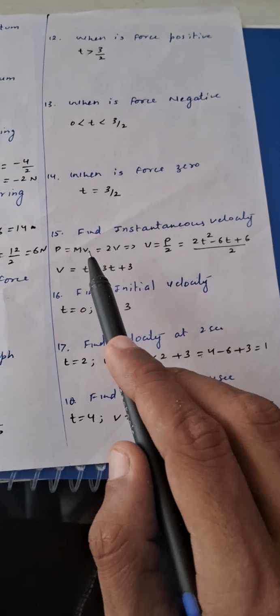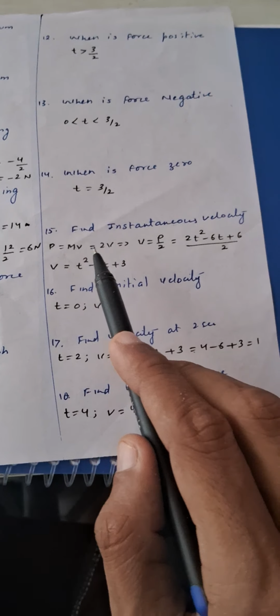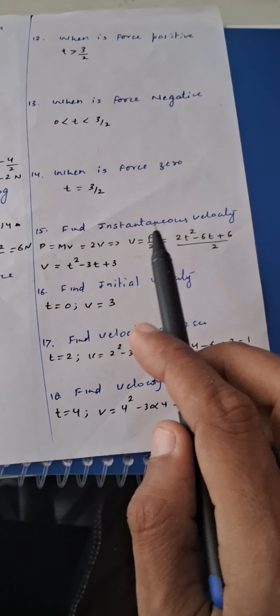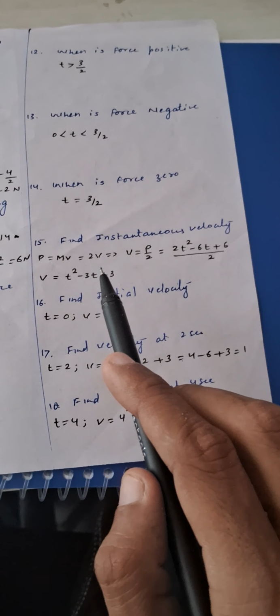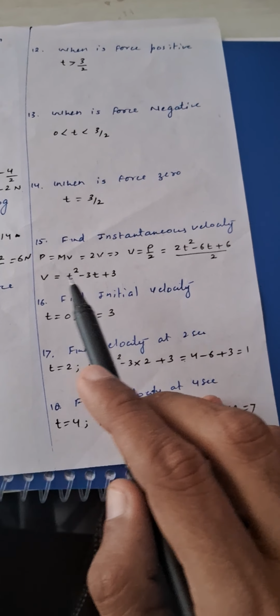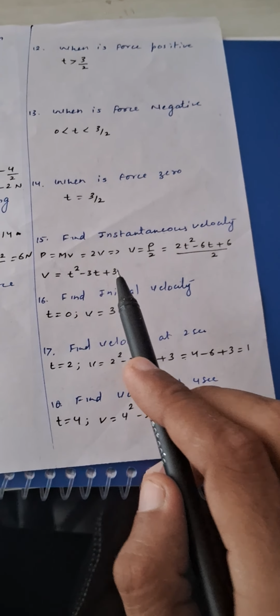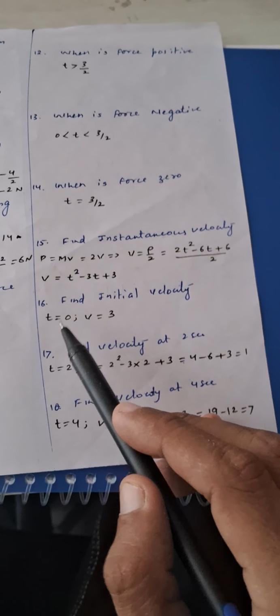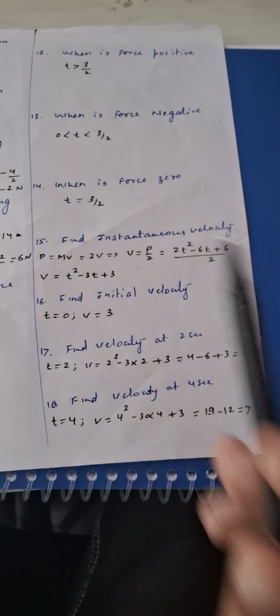Next is find instantaneous velocity. So we know that momentum is equal to mv, mass is 2. So 2v is equal to p, that means v is equal to p by 2. We substitute the value of p over here, and the expression of instantaneous velocity comes out to be t² minus 3t plus 3. Next question is we need to find initial velocity. So you substitute t equal to 0, that gives v equal to 3.